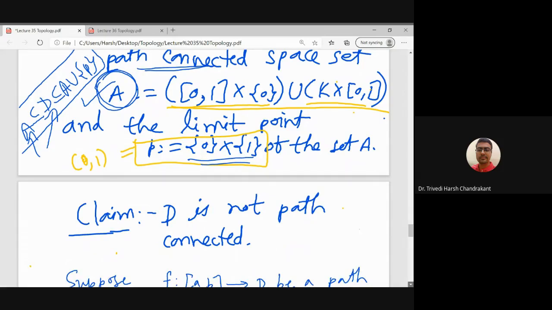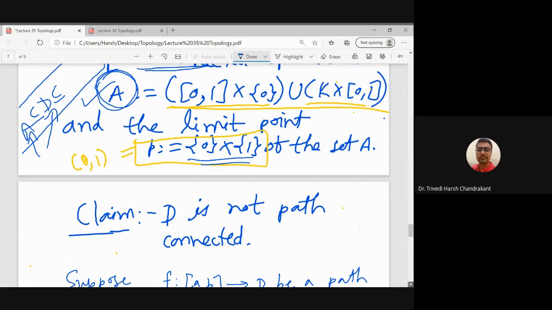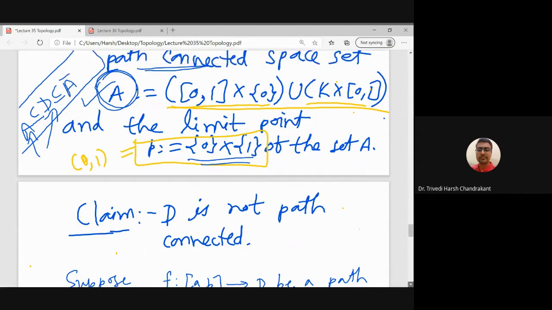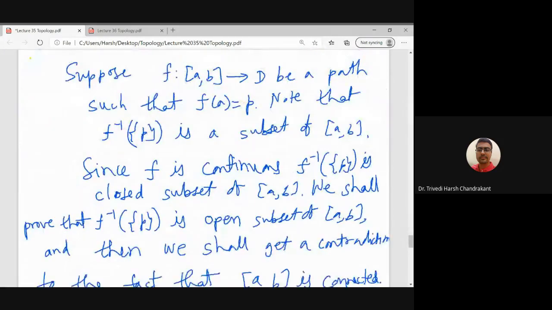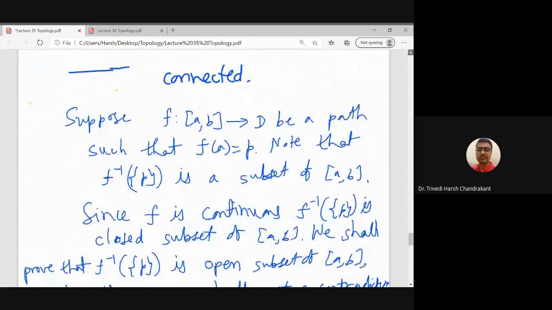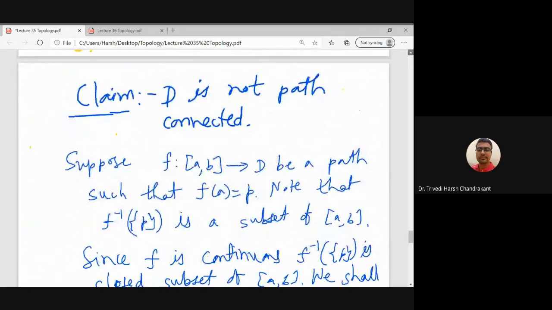Actually D is exactly A union P. So what I should write here is A closure. So A is connected, so D is connected, and therefore the deleted comb space is connected. We have proved a result that every path connected space is connected, and D is connected.